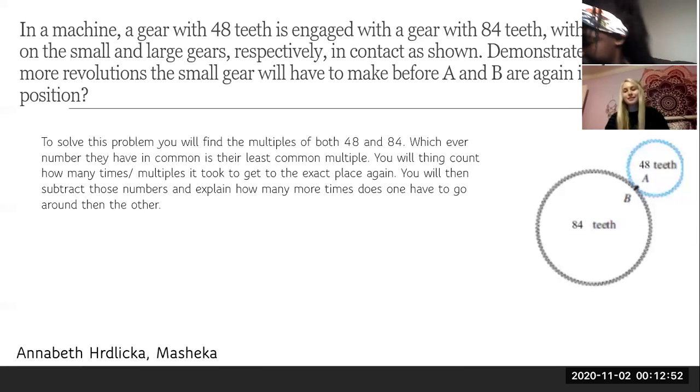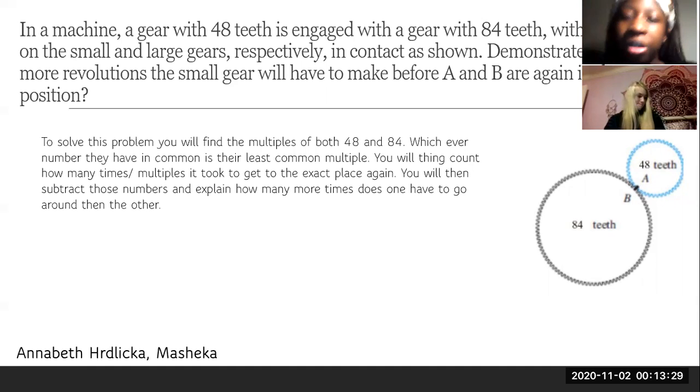Okay. We have question 5 here. So question 5, they want us to know that each circle has a number of teeth. We have a 48-teeth wheel, and then we have an 84-teeth wheel. So what we have to do is see how many times it will have to turn to get to the same exact spot that they're both in. And then we have to see how many times a wheel will have to turn more than the other. It will do the subtracting.